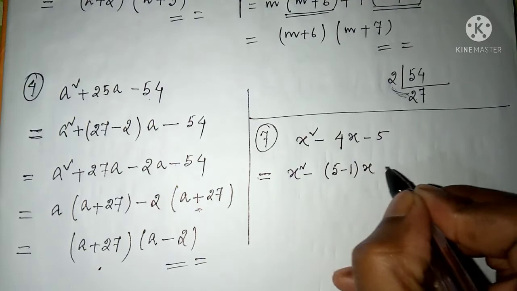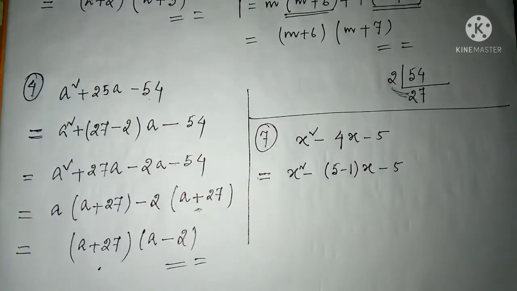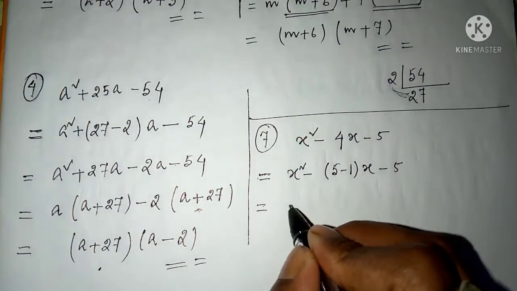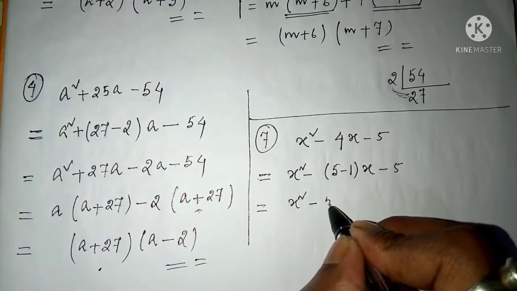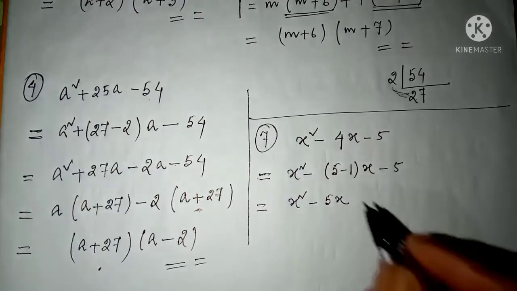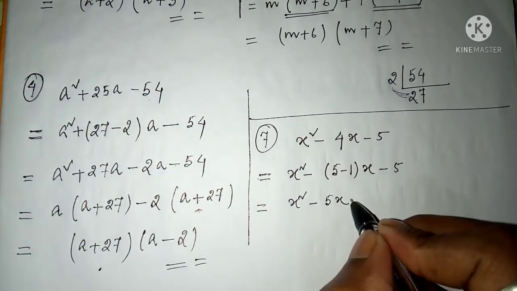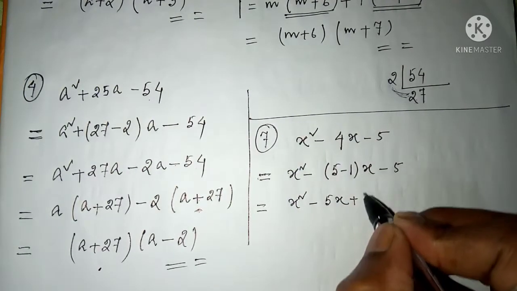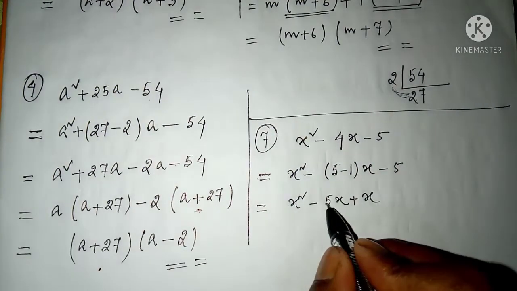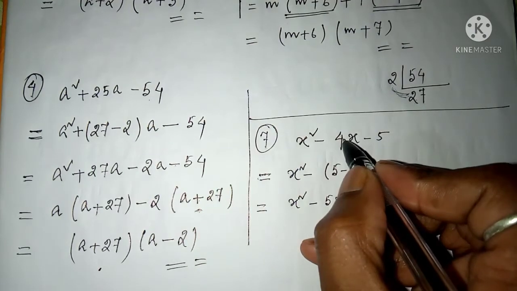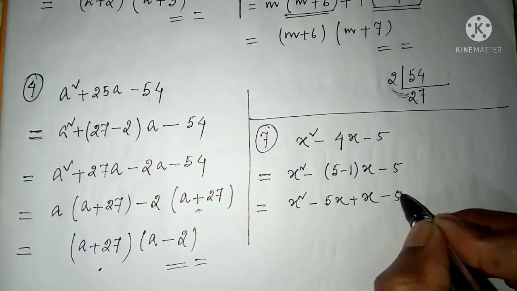This x you write here as it is. Then this is your minus 5 as it is. Then x square minus 5 into x, that is 5x. Then minus into minus is plus, 1 into x is 1x. Then minus 5x plus 4x, I'll get minus 4x. Then you can see here your minus 5.